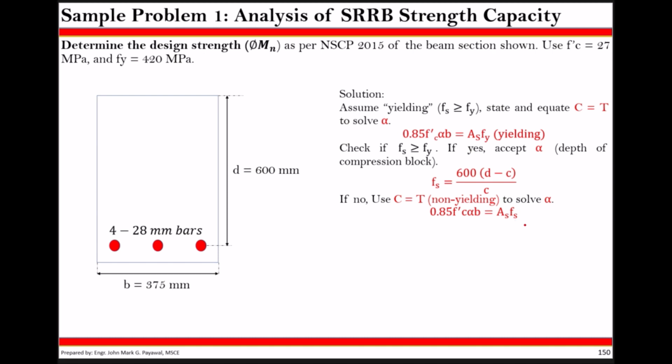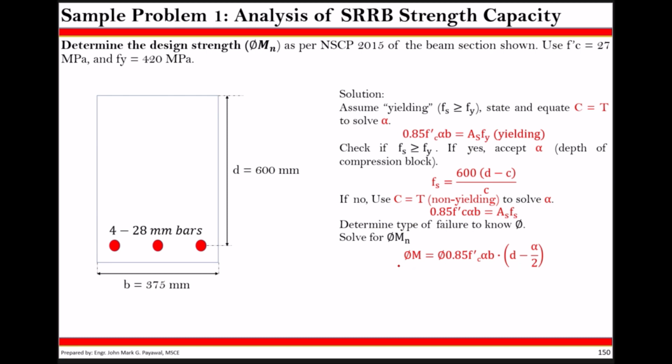When this happens, whether it's yielding or non-yielding, after accepting alpha, we then determine the type of failure to know your strength reduction, which is phi. Strength reduction can be taken from conditions of failure, whether it's tension-controlled, compression-controlled, or transition-controlled failure. After knowing your phi and having the value of alpha, we can then solve for your design strength. In terms of compression, the design strength would be phi times 0.85 Fc prime, alpha, multiplied by b, multiplied by the lever arm, which is d minus alpha over 2.